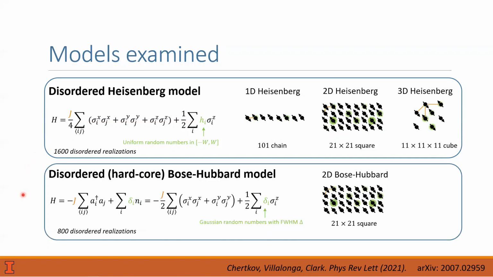We also looked at the disordered hardcore Bose-Hubbard model, which is the same model that was studied in that tensor network paper. Actually, this can be rewritten as a spin system, and we studied it in 2 dimensions. We did this basically to compare with the tensor network study.